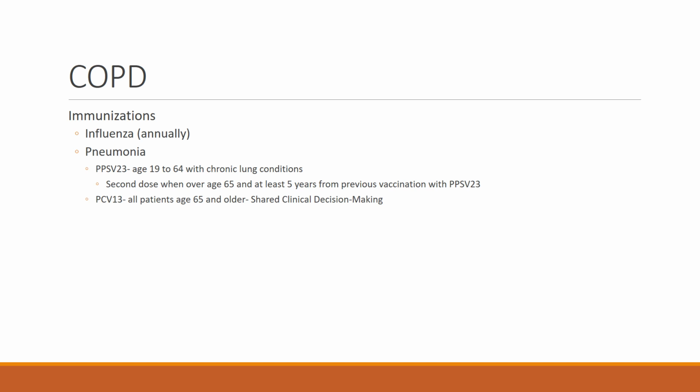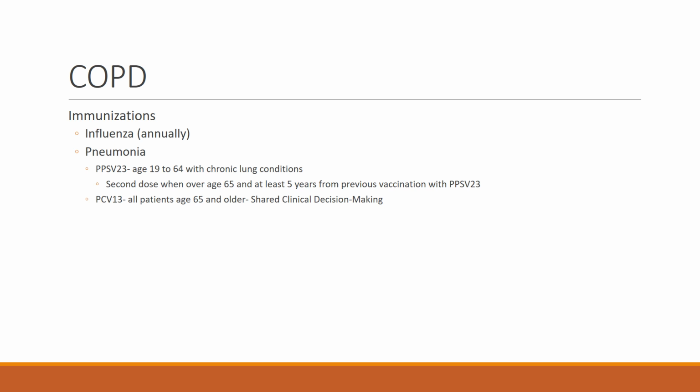So an example would be if a patient was diagnosed with COPD at 62, we would give them the PPSV 23. Then we would wait at least 5 years and over the age of 65. So at age 67, 5 years later, they would receive another vaccination with PPSV 23.